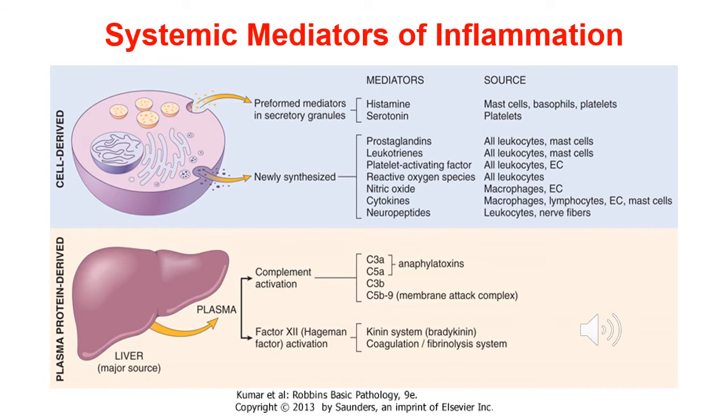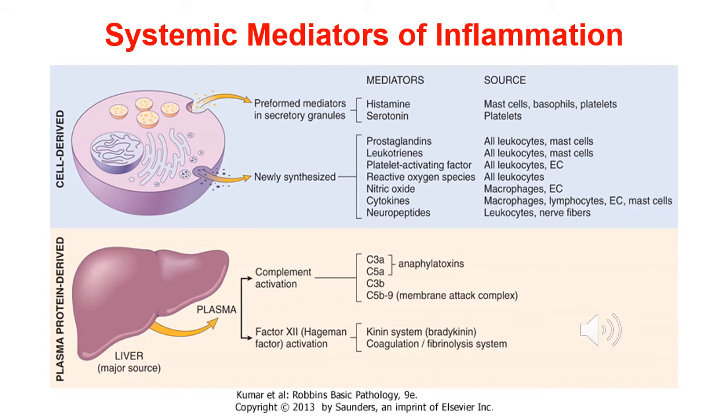Prostaglandins can be produced by mast cells as well as the leukotrienes. The platelet activating factor, in addition to leukocytes, can be secreted by the endothelial cells. The reactive oxygen species, as we discussed earlier, also can be secreted by all leukocytes. And nitric oxide, the main source of nitric oxide, is the macrophage as well as the endothelial cells. The cytokines group is secreted by macrophages, lymphocytes, endothelial cells, and mast cells. Peptides are also secreted by leukocytes or nerve fibers.